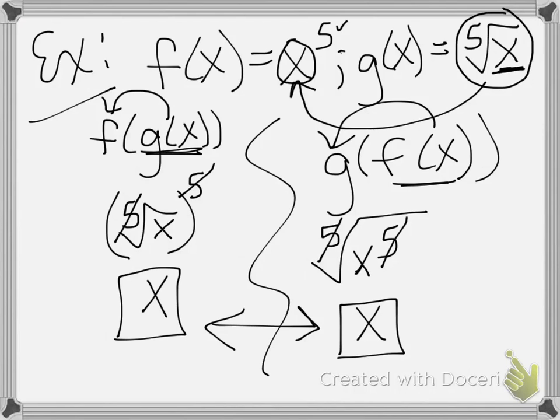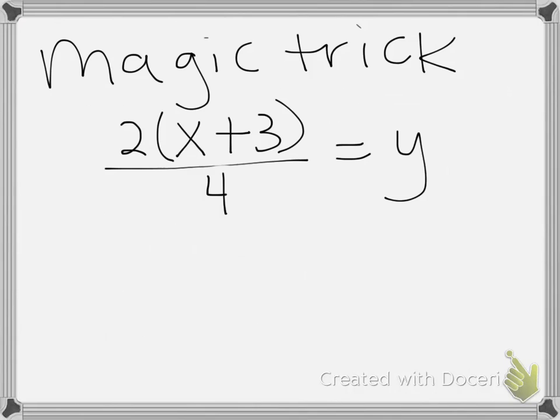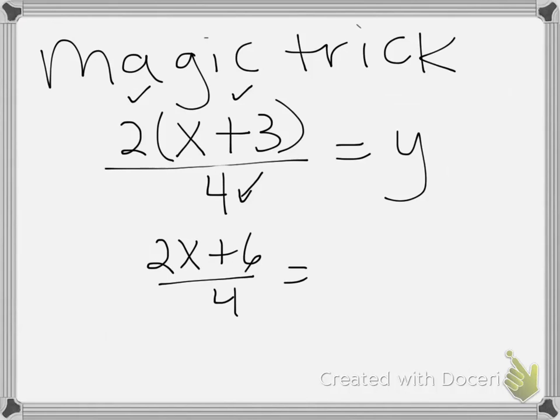It's not too bad. Okay, so now the magic trick that hopefully worked for you in class. Here's what we did. I told you to pick a number from 1 through 10. I told you to add 3, multiply by 2, and divide by 4. And then I used the inverse to figure out what your number was. So in this case, (2x plus 6) over 4 equals y would have been the equation I asked you to solve.